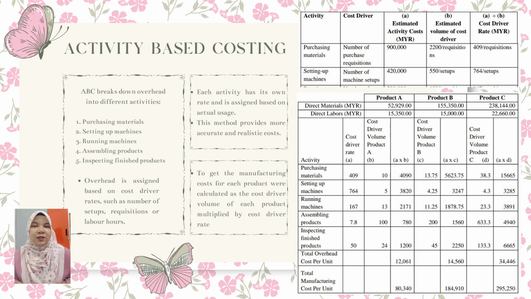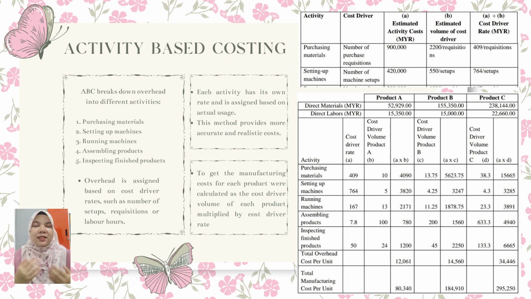Now, let's talk about activity-based costing or ABC. ABC breaks down overhead into different activities like purchasing materials, setting up machines, running machines, assembling products, and inspecting finished products. Overhead is assigned based on cost driver rates such as number of setups, requisitions, or labor hours. Each activity has its own cost rate, and costs are assigned based on actual usage. This way, we get more realistic and accurate product costs. As we can see in the table, we need to divide the estimated activity cost by the estimated volume of the cost driver first to get the cost driver rates.